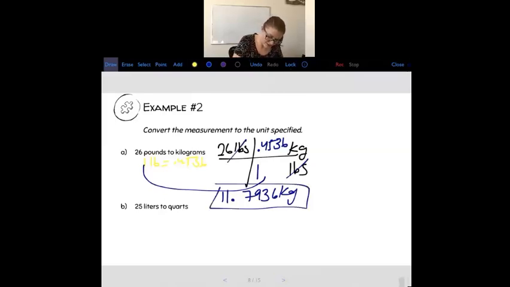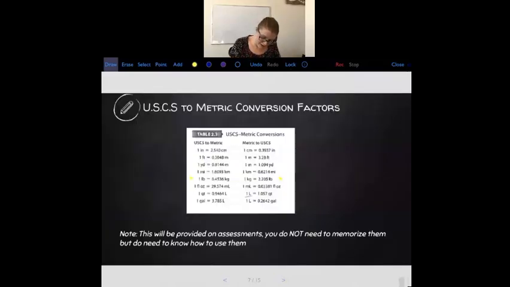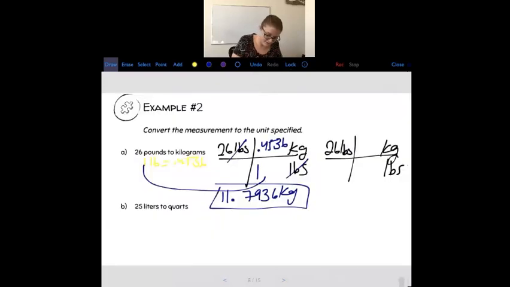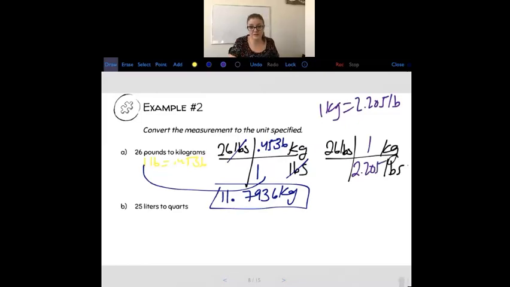That's our goal. If you chose the other conversion factor, you would start the same way, 26 pounds. Our goal is still to get to kilograms, and we want our pounds to cancel out. But this is 1 kilogram is 2.205 pounds. Let me write it down. So in this case, the 1 would go with the kilogram and the 2.205 would go with the pounds.